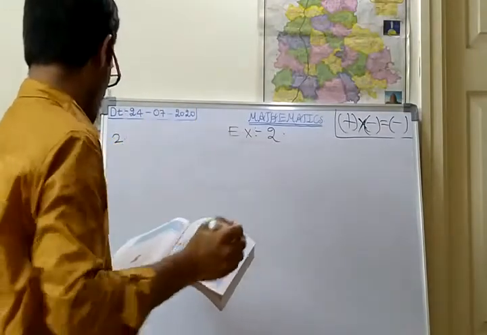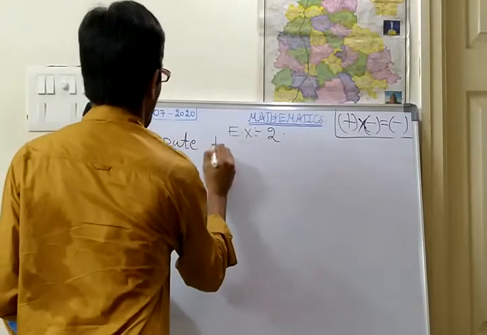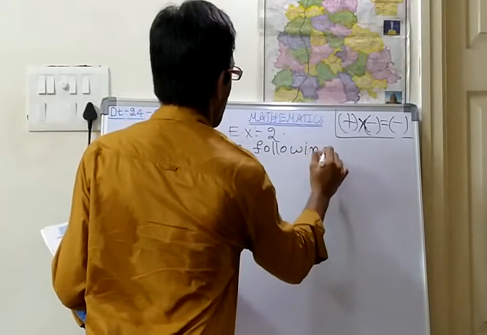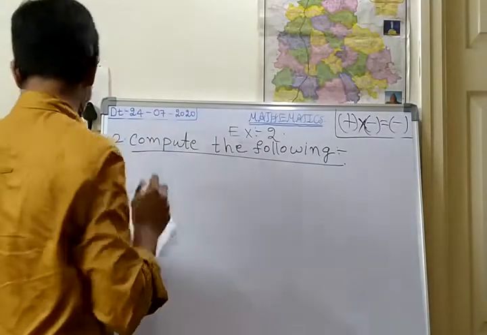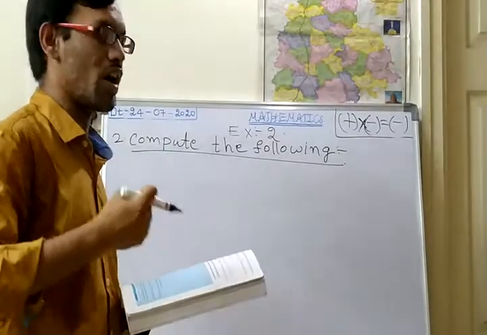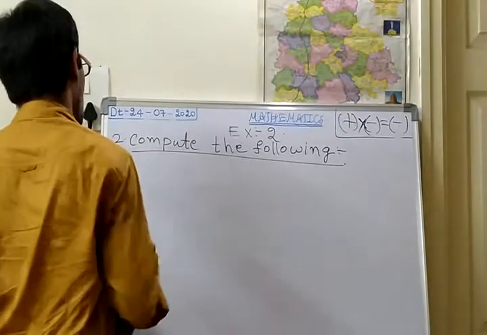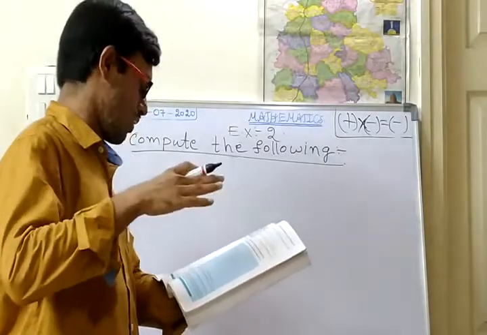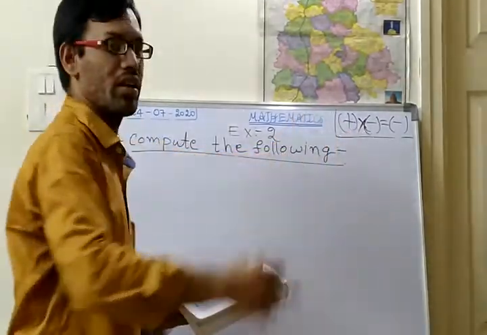Second bit. What is the second bit? Compute the following. So compute the following. Here also there are some large numbers with greater digits and small digits. For this bit you are not supposed to draw the number line, because if you want to draw it for 3 digit or 2 digit numbers, the page can't be sufficient.